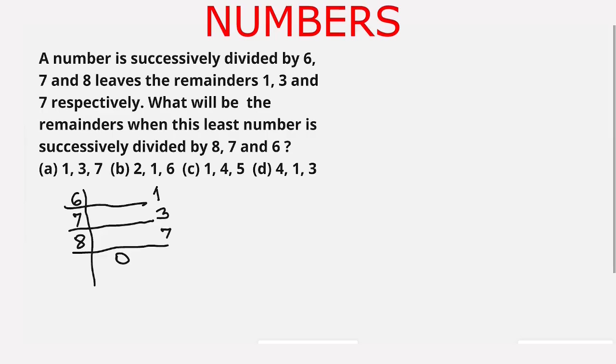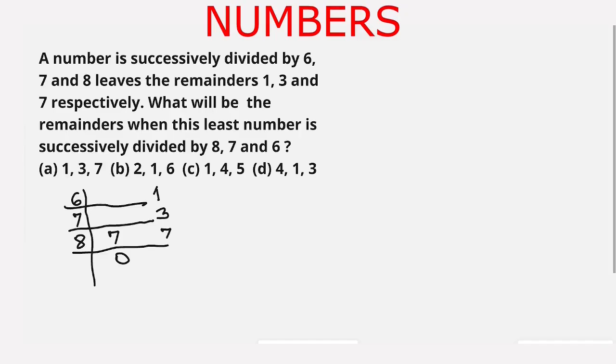For least number, our last quotient should be 0. So 8 times 0 is 0 and 0 plus 7 is 7. So the last quotient is 0 and the last remainder was 7. So 8 divides 7 for 0 times and remainder is 7.